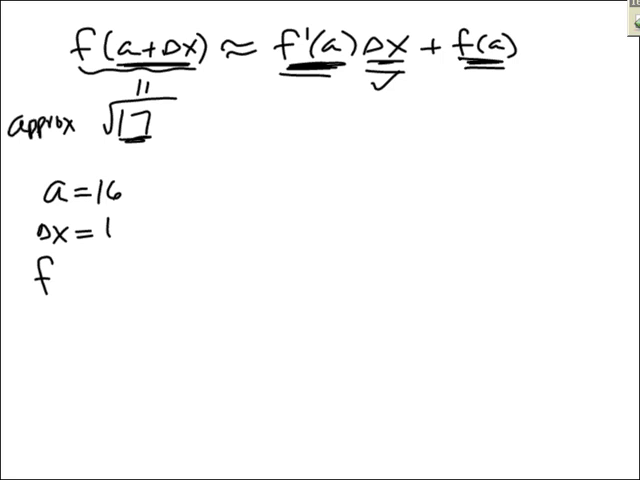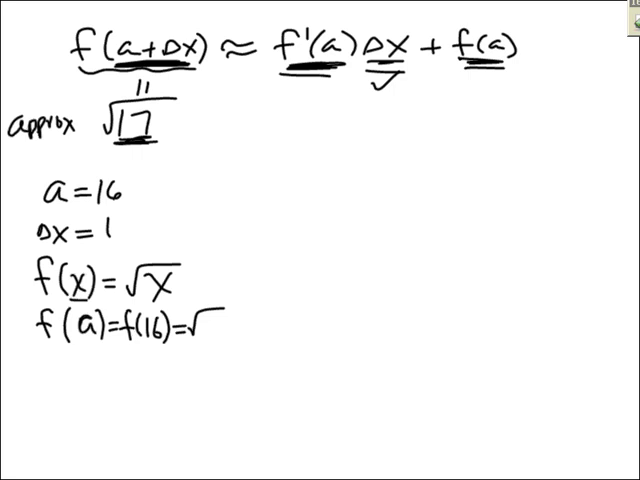Well, f of x is what you're doing to a plus delta x. What is being done to a plus delta x? Well, a plus delta x is 17. What is being done to 17? Taking the square root of it. So f of x is the square root of x. So then f of a, better known as f of 16, is the square root of 16, or 4. So now we have f of a.